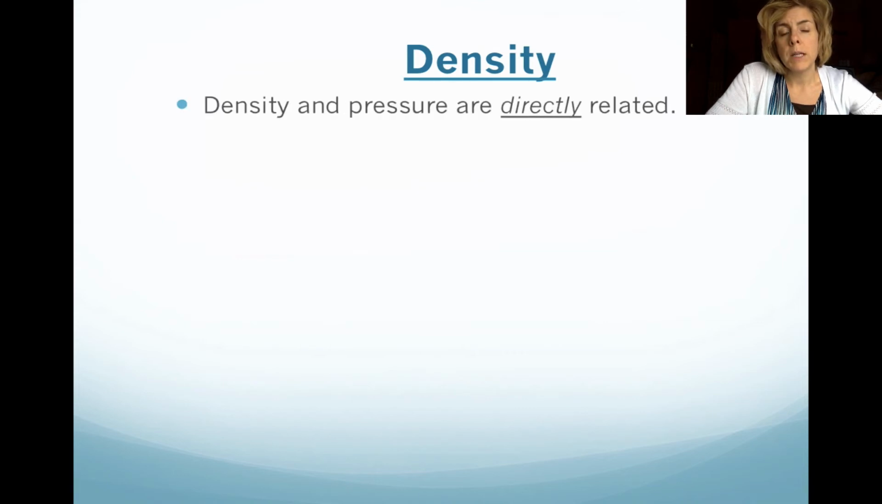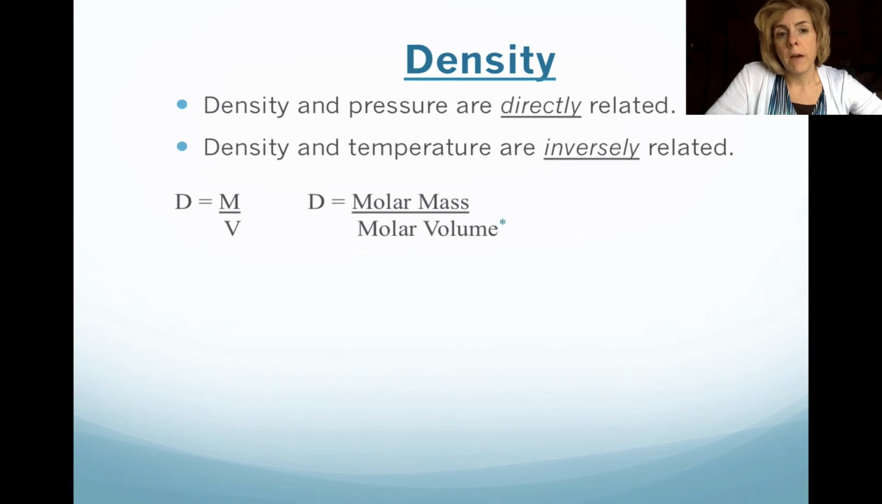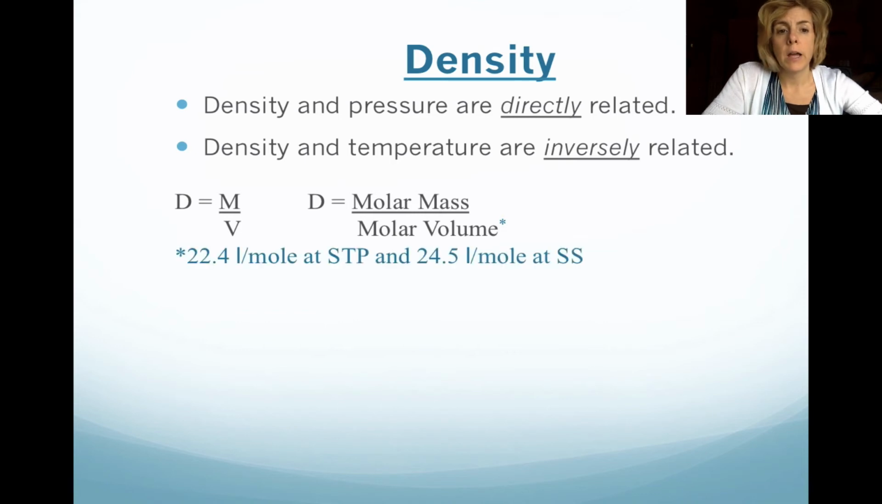Okay, so what does this mean? With gases, density and pressure are directly related. You increase density, you increase pressure. Whereas density and temperature are inversely related. You increase density, temperature decreases. Now, just as an aside, density equals molar mass divided by molar volume. And when we're looking at molar volume for STP, remember it's 22.4 liters. If it happens to be standard state, it'll be 24.5. You should know that first constant. The second constant, I'll give that to you.